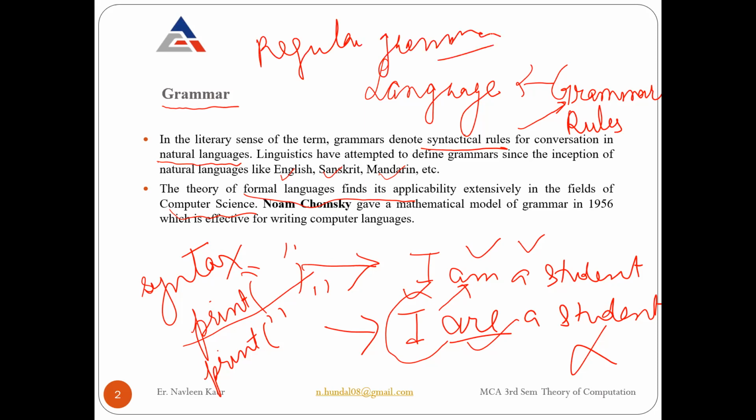Noam Chomsky gave a mathematical model of grammar in 1956. This grammar model was not created for English, because English is really, really old. The 1956 model by Noam Chomsky was for those languages which are written for the computer, meaning languages which your computer can understand. The grammar for English, Hindi, Punjabi, or any other languages, they are really, really old.